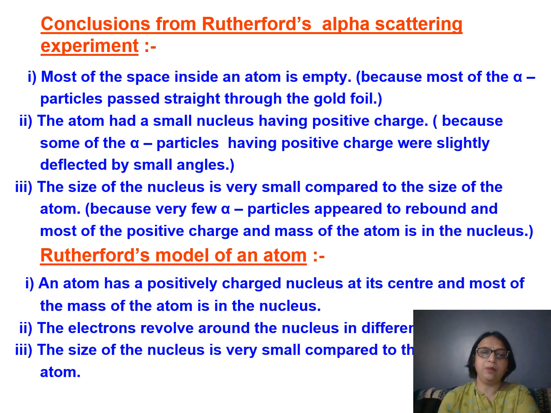So, the Rutherford model of an atom has a positively charged nucleus at its center, and most of the mass of the atom is in the nucleus. The electrons revolve around the nucleus in different orbits. The size of the nucleus is very small compared to the atom.